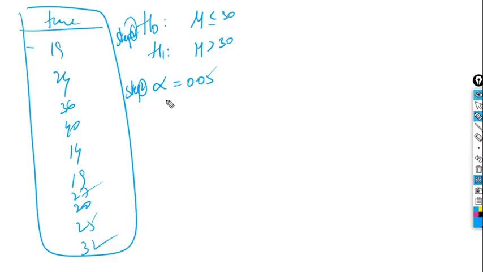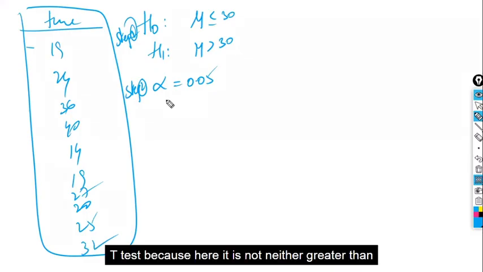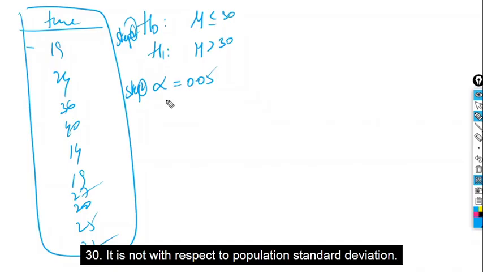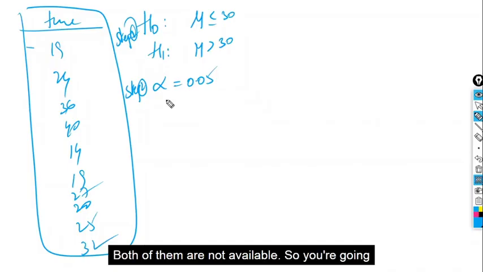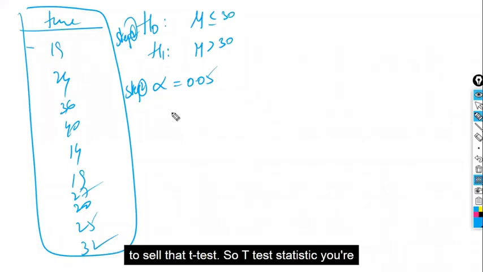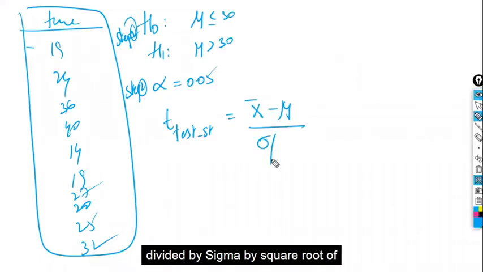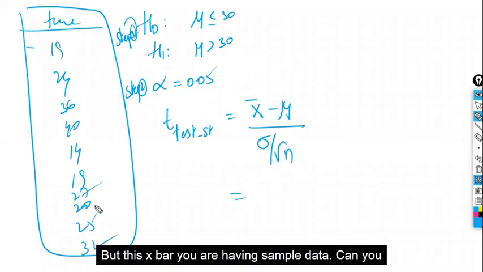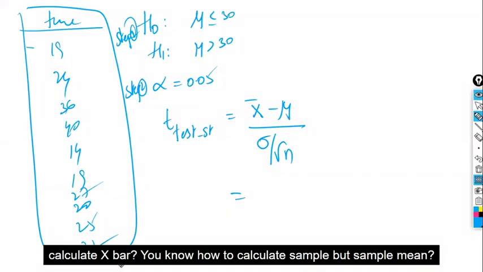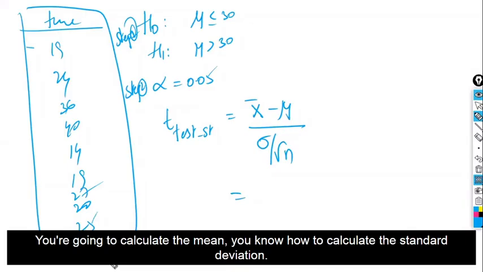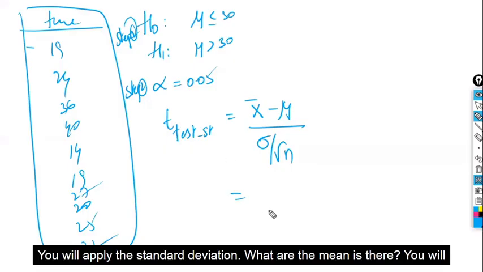Now, what are you going to do? T-test or Z-test? T-test, because here the sample size is not greater than 30 and the population standard deviation is not available. Both are not available, so you are going to select the T-test. The T-test statistic is x bar minus mu divided by sigma by square root of n. For x bar, you have the sample data. Can you calculate x bar? You know how to calculate the mean, so you will calculate it. You know how to calculate the standard deviation, so you will apply it.